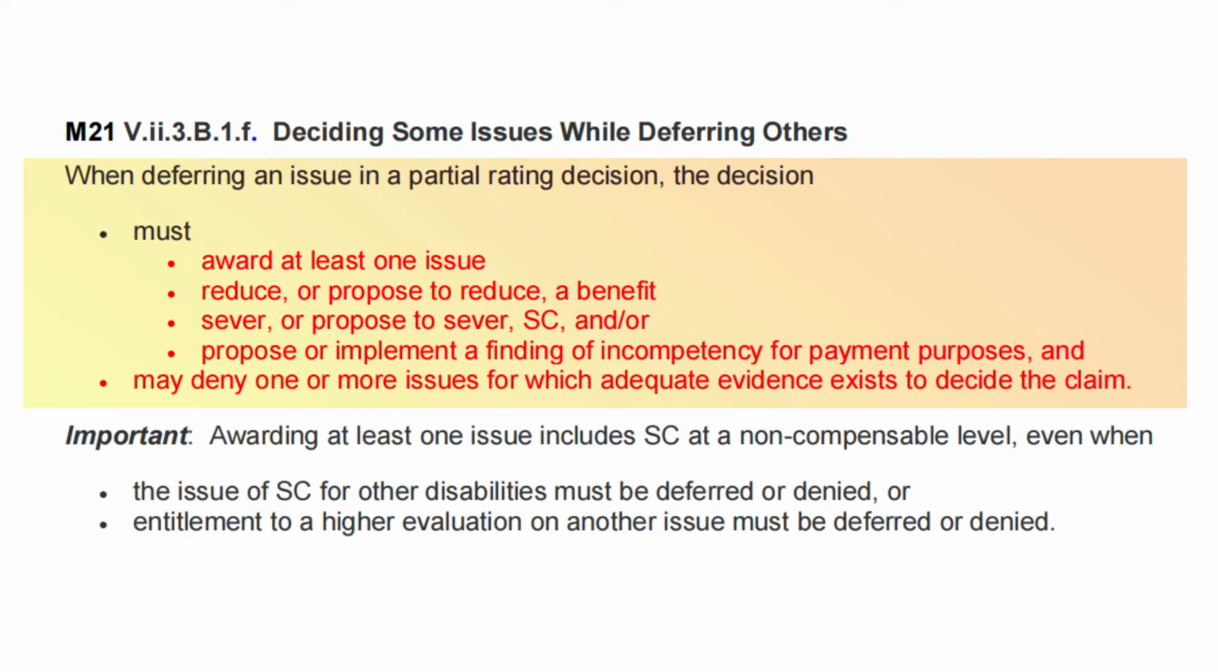Forget one of those, that's not good news. We're not going to get into reductions or propose to reduce or adverse action. Sever, which is even worse, or propose to sever service connection, or propose to implement a finding of incompetency for payment purposes, and may deny one or more issues for which adequate evidence exists to decide the claim.